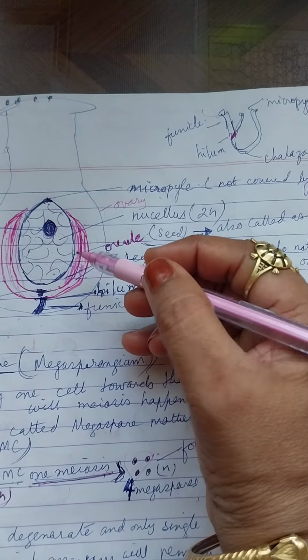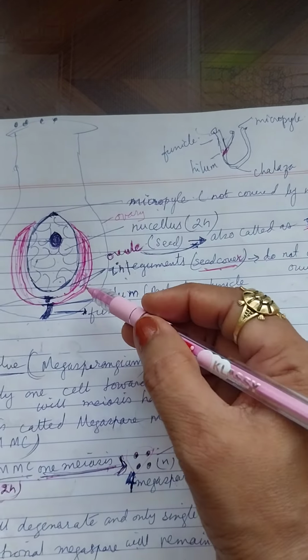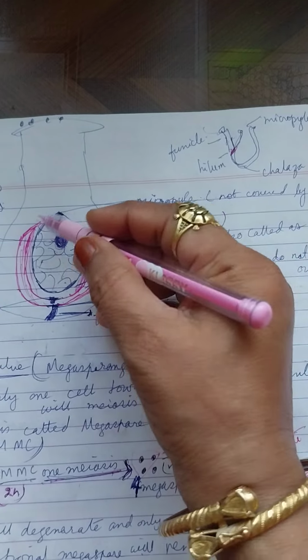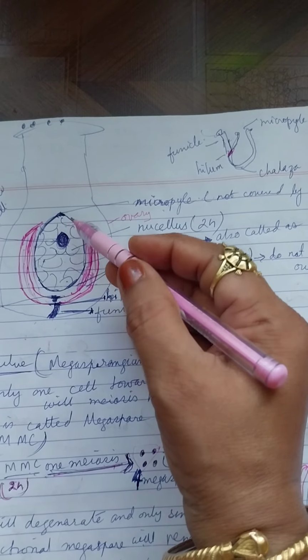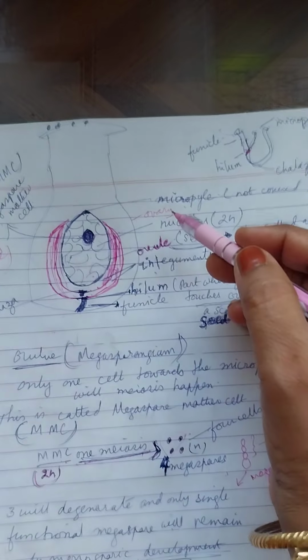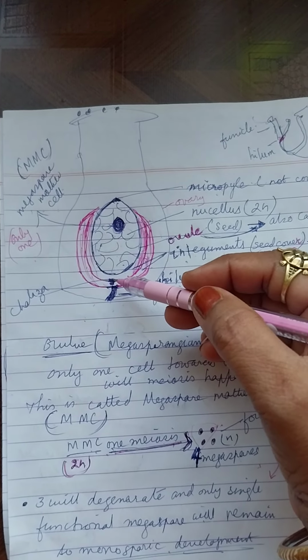You know, after fertilization, ovule turns into seed. So the covering will turn into seed cover. So it is covered by integuments, and this integument is not continuous at all places. So the place where the integument is not continuous on the ovule is known as micropyle, and the region just opposite to it is known as chalaza.